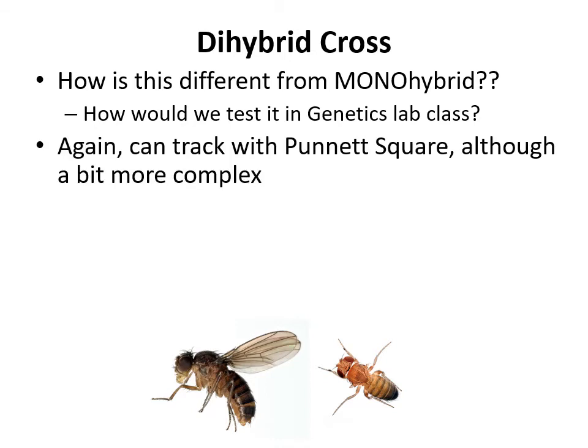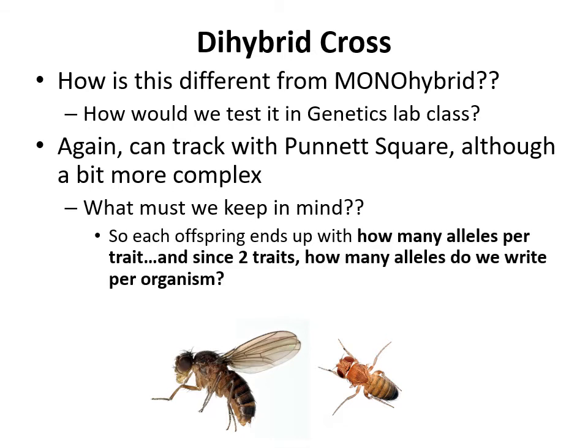Now again, you can track this out with a Punnett square, but keep in mind it's going to be a little more complicated. We're going to show it on the next slide. But when you do this, you have to keep in mind that each gamete, meaning each sperm or each egg, must have one allele for each trait. Okay, so the offspring will end up having two alleles per trait because, again, remember, you get one from mom, one from dad.